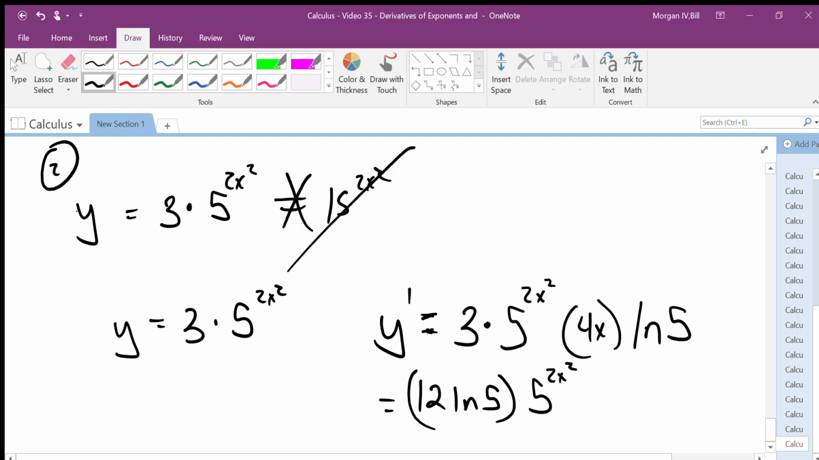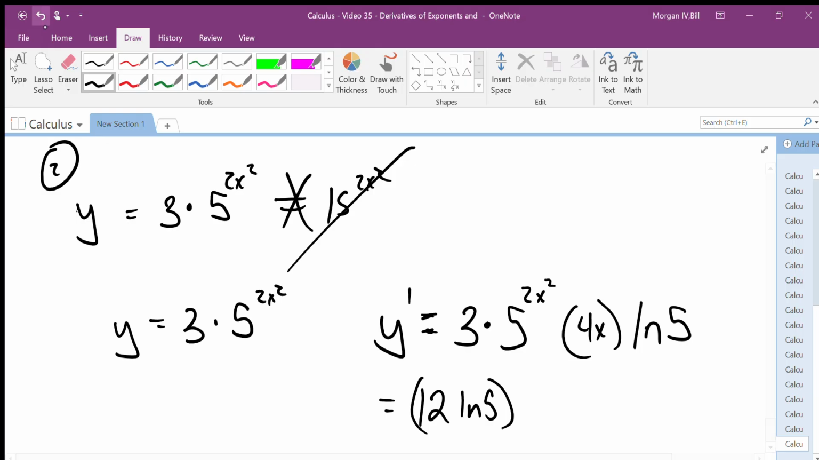I lost an x, didn't I? Let me go back. Well, let's just do this: times x. Probably I would have written it like this. Let's just make it right. 4 times 3, 12, natural log of 5, x times 5 to the 2x squared. I like that the best.